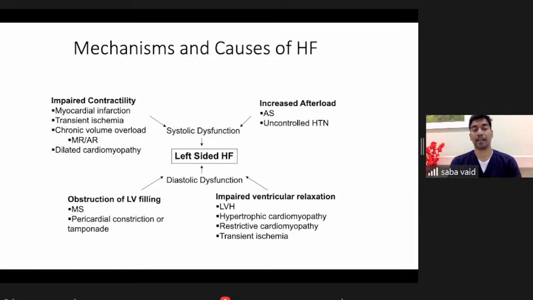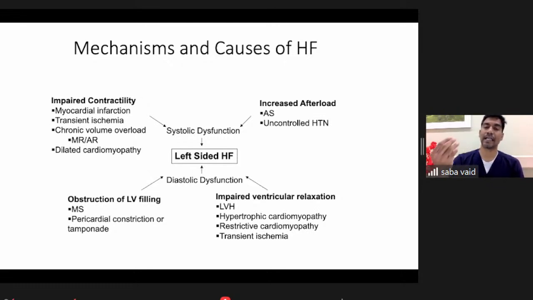It can be a myocardial infarction. It can be just a transient ischemia like an angina, or a chronic volume overload state like a mitral regurgitation or an aortic regurgitation, or a cardiomyopathy, especially the dilated cardiomyopathy, which can be viral or alcoholic. There are many reasons for people to get a dilated cardiomyopathy. So technically what we are talking about is an impaired contractility of the left ventricle that leads to a systolic dysfunction, and as a result that leads to poor stroke volume. The other reason for systolic dysfunction is an increased afterload.